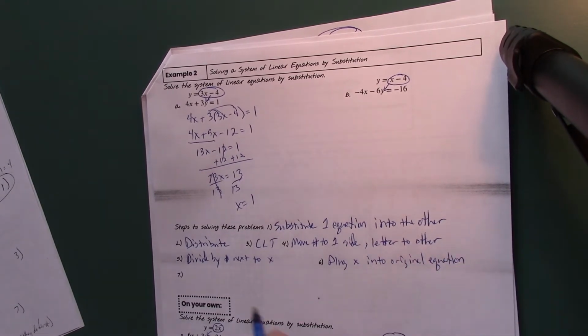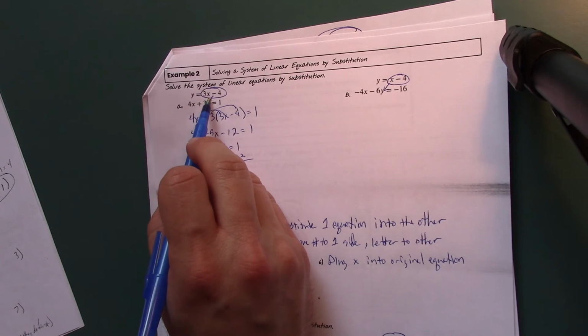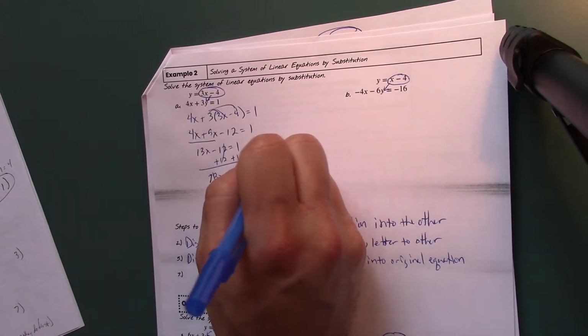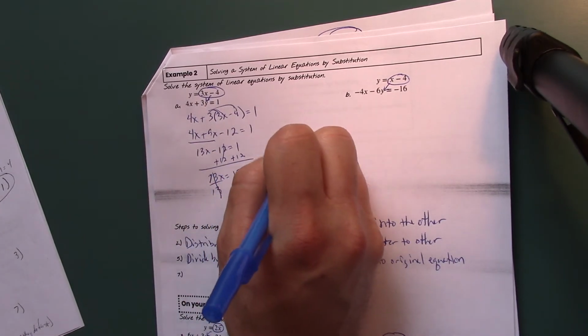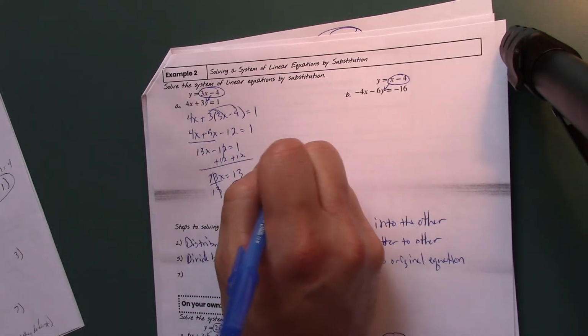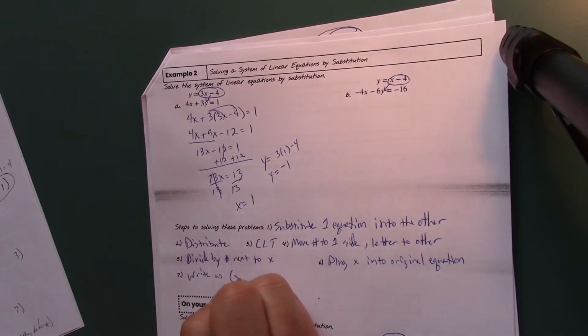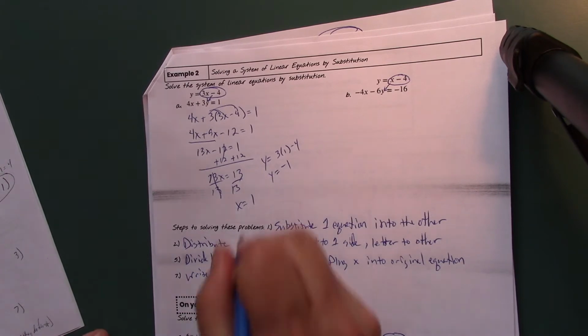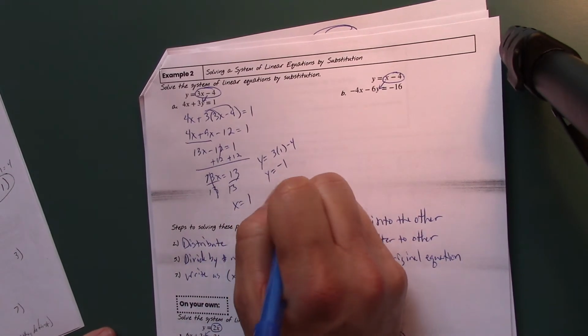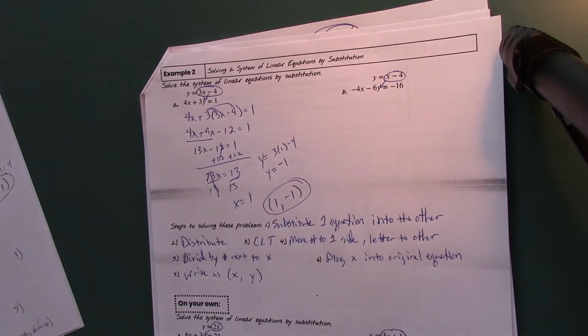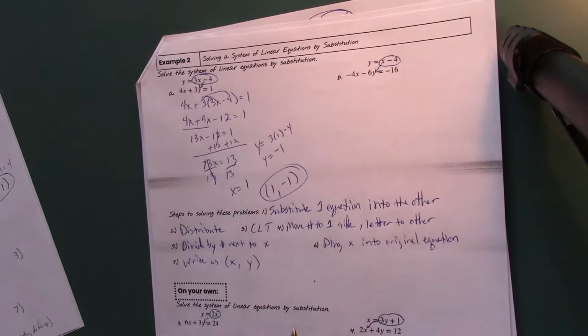And again, it shouldn't matter which one I plug it into, but it sure is a lot easier to plug it into this one. y equals 3 times 1 minus 4, which when you plug in, you get y equals negative 1. And then your last step is write as (x, y), like as an ordered pair, as a point. Well, here's x, here's y. Done. Okay.